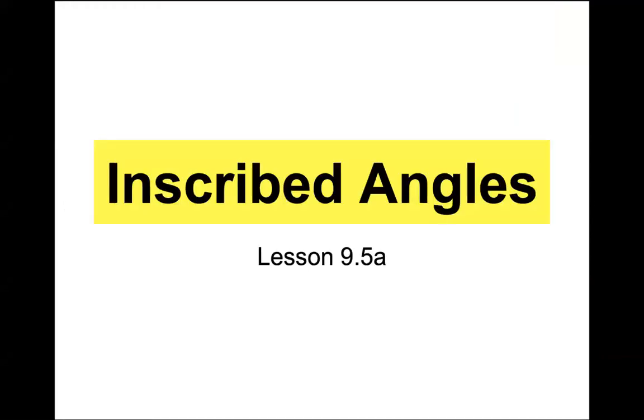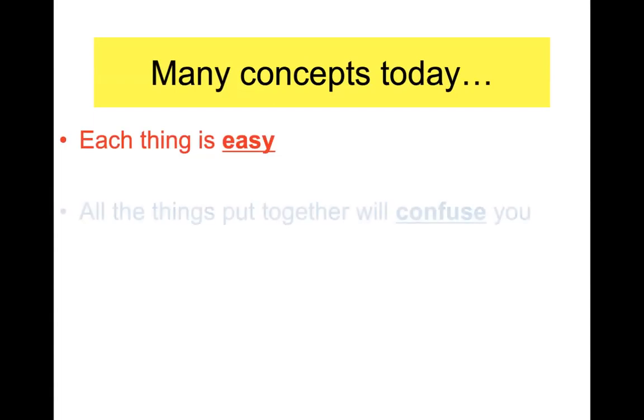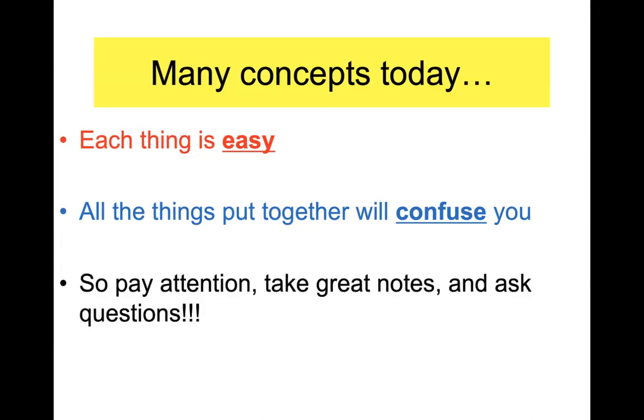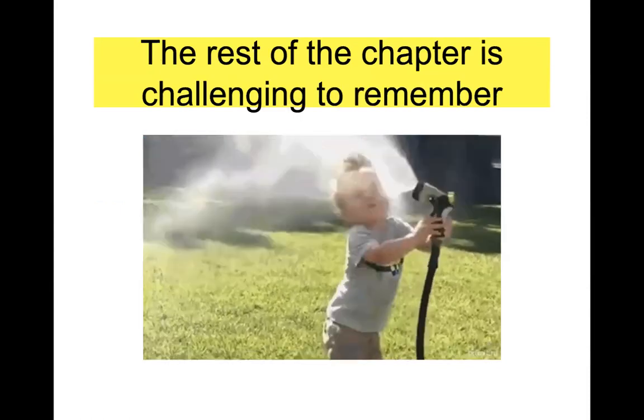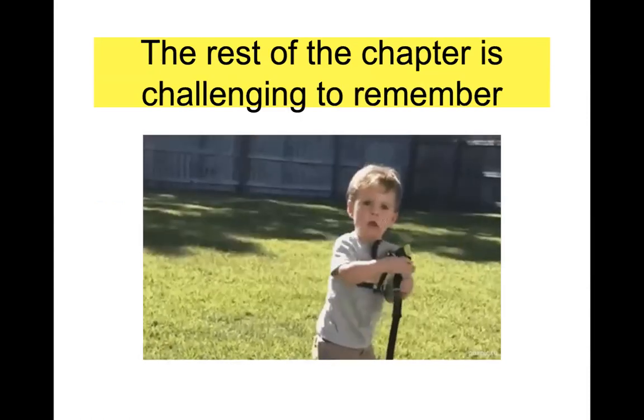All right, so new idea, inscribed angles. Remember, we're going to do many concepts today, but remember the basic ideas that we've been dealing with. Each individual thing that we're going to do today is easy. You put it all together, it can be slightly confusing. So make sure you do it slowly, make sure you pay attention, make sure things go in your book of truth. All right. Remember, I said this before, I showed the same slides. The rest of the chapter, lots and lots and lots of stuff.